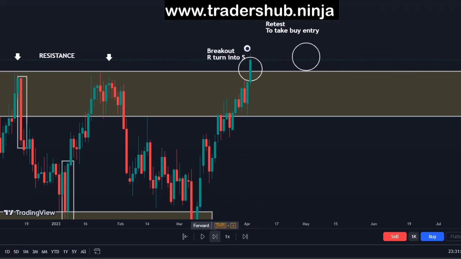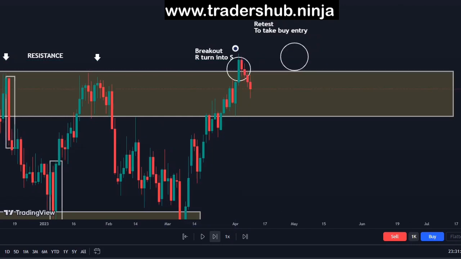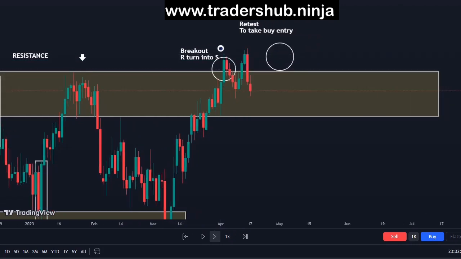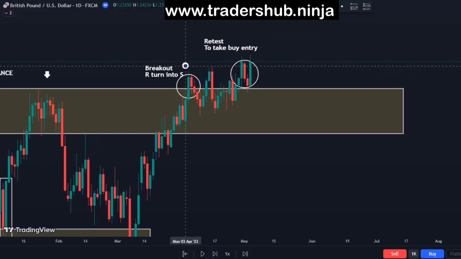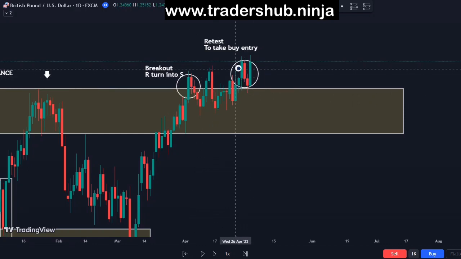What will happen in the real market? Wait and watch. The market was respecting the breakout level. Buyers are in control of the market. Look here, look at this level. Previously it was a resistance zone. A breakout will occur in the real market. Resistance turns into support here. The market retested this level. We are ready to take a buy entry here.